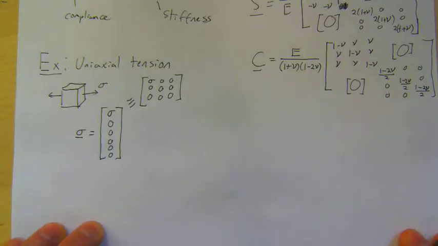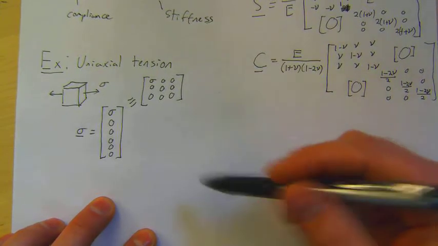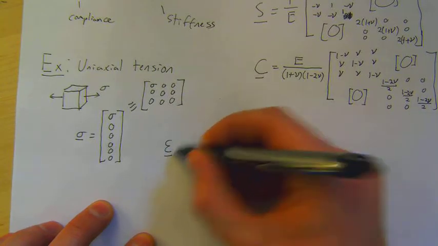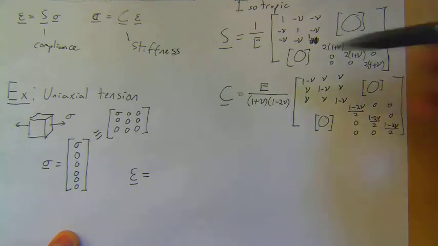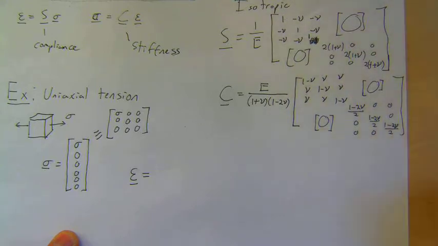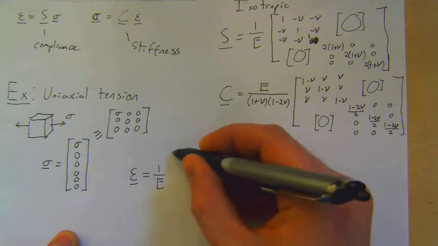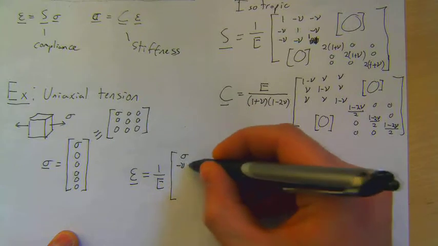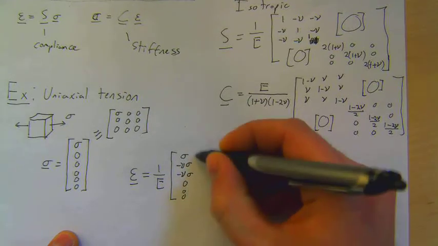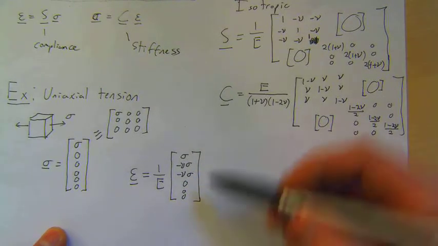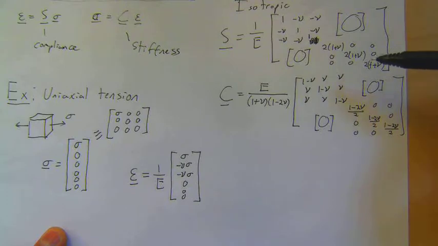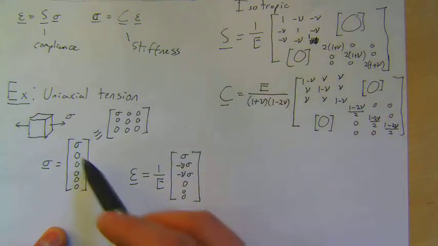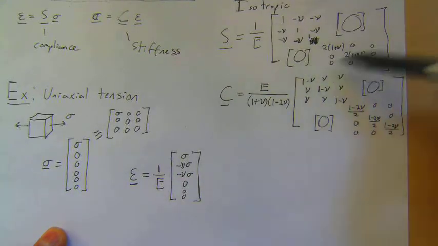So now I want to find my strain. I can take this sigma and multiply it into the compliance tensor, and I would get sigma over E, minus nu over E sigma, minus nu over E sigma, and then zeros, which you may recognize as our Poisson's ratio contraction. But now we have a simple, straightforward way of calculating the whole strain tensor from this one equation. If I apply a single uniaxial stress and multiply by my compliance tensor, I get my strain out.